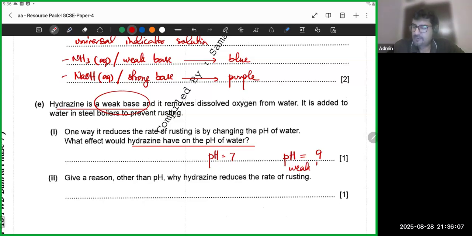So if you add a weak base to water, what will happen to the pH? It will go up, or it will slightly go up. That's just the one mark. So if you add hydrazine, the pH of water is going to slightly increase.